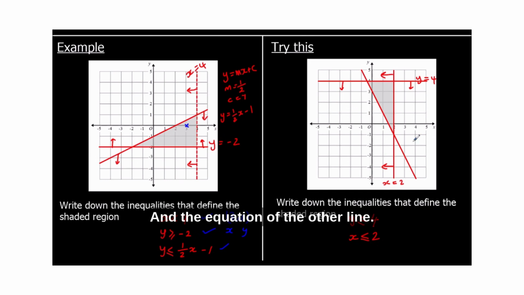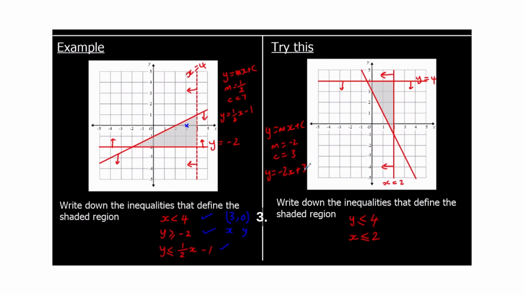And the equation of the other line, so it's in the form y equals mx plus c. For every one it goes across, it goes down 2. Across 1, down 2. So m is negative 2, the gradient is negative 2, and the y-intercept is at 3. So it's y equals negative 2x plus 3. And we want y is bigger than that line. It's above the line. So y is bigger or equal, because it's a solid line, to minus 2x plus 3.